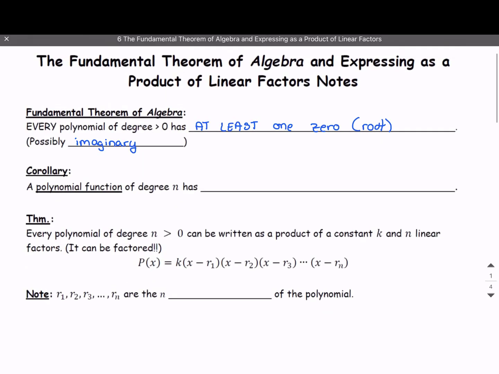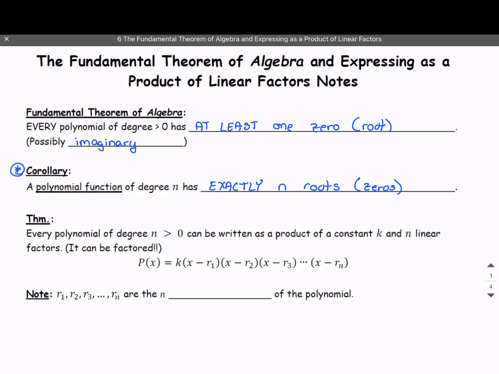Now, I know we said that's fundamental and the cornerstone of all algebra, but even more powerful is this corollary. Now, a corollary is a theorem that comes from another theorem. And this is a more specific theorem that says a polynomial function of degree n has exactly n roots or zeros. So in other words, a third degree polynomial has 3 roots. A 10th degree polynomial has 10 roots.